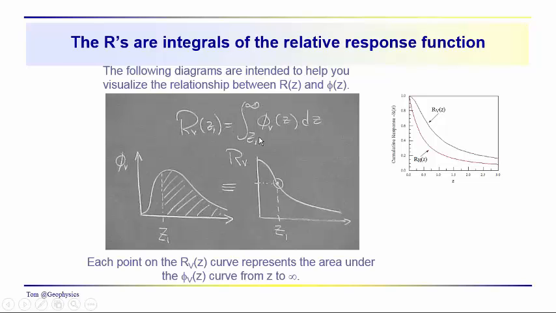And the cumulative response function we see over here for the vertical dipole is defined as the integral from z1, in this case down here just pictorially, z1 to infinity. So whatever z1 is, whatever the depth divided by the intercoil spacing is for the first interface, that integral is equal to the area from z1 out to infinity. So that corresponds to this point on the RV of z curve over here for these different values of z.